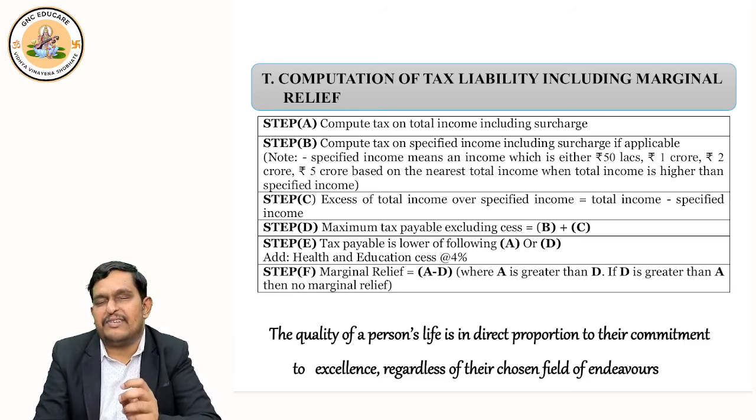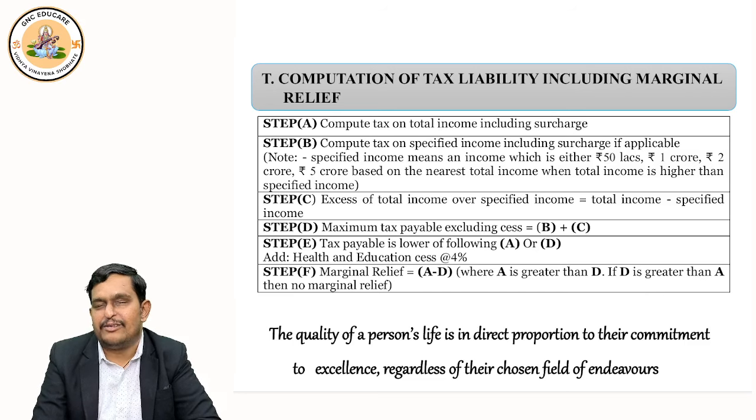Now come to step C. Income above the specified limit. So in my example, I said your income is 1 crore 1 lakh. So you will write your income 1 crore 1 lakh minus that limit 1 crore. So how much is your excess income? 1 lakh. 1 crore 1 lakh minus 1 crore, 1 lakh will come, na? That's step C. What is step D? D is the maximum tax you are ready to pay. What is the maximum tax? Step B plus C is the maximum tax you are ready to pay.